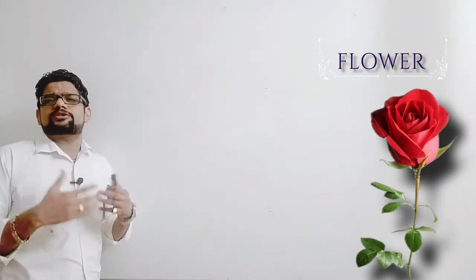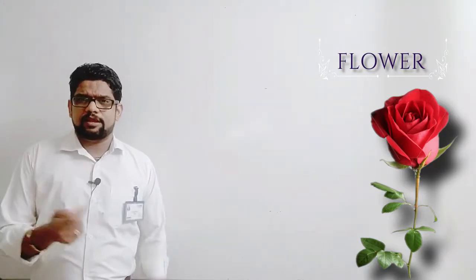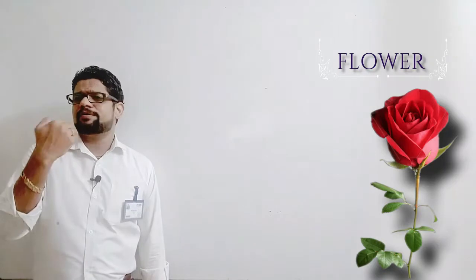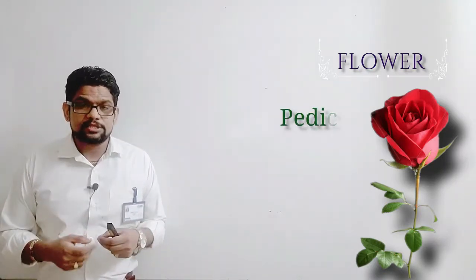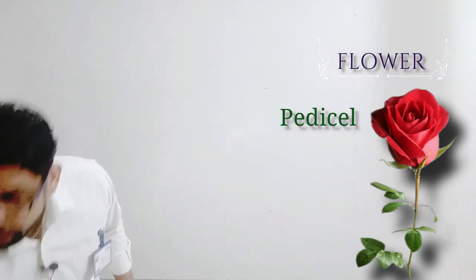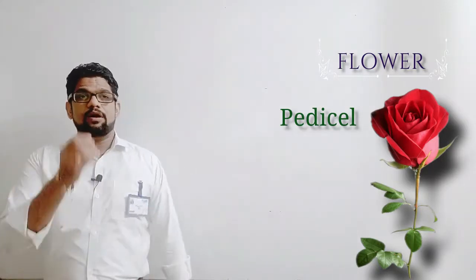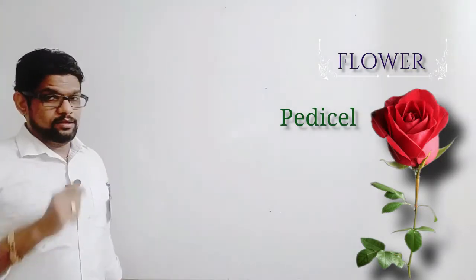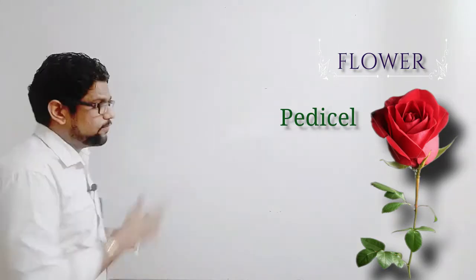Now what structures does a flower have? A flower has one small stick. It can be very small, it can be long. This is called the pedicel. Those flowers which have this stick are called pedicellate flowers, while those in which it is absent are called sessile flowers.